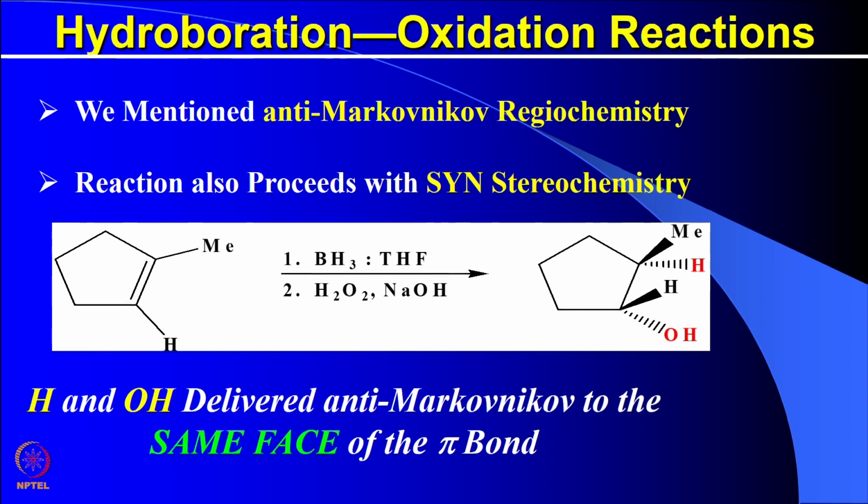So if you had a double bond as shown here, the first step is borohydride addition, BH3 addition in THF, and then oxidation by H2O2. What we see here is that H and OH are delivered from the same side of the double bond. So either both are delivered from bottom or both are delivered from top, and hence this mechanism is called a syn addition, and this addition follows anti-Markovnikov product or anti-Markovnikov mechanism.